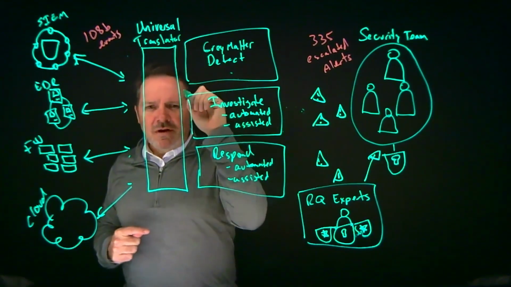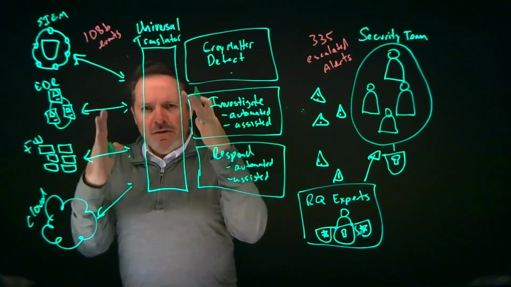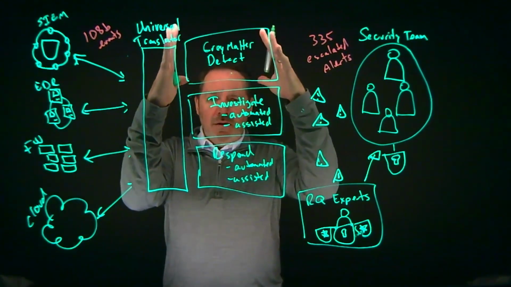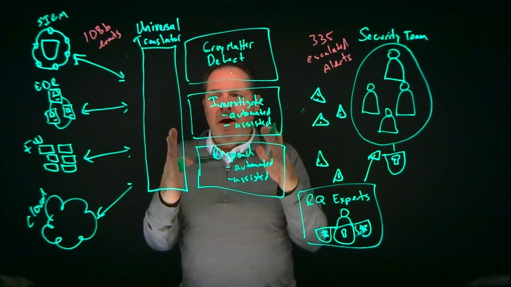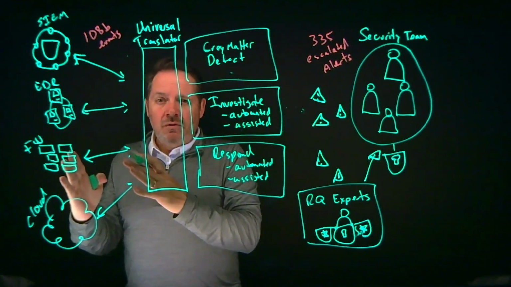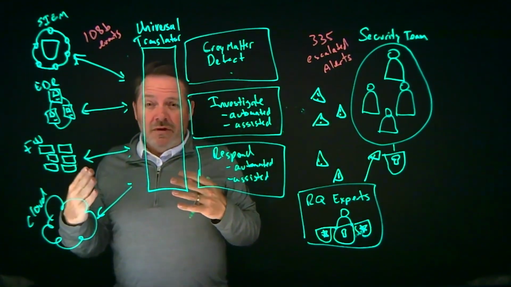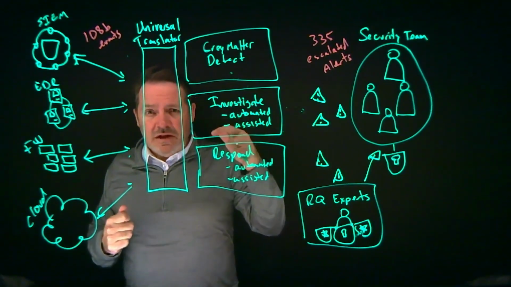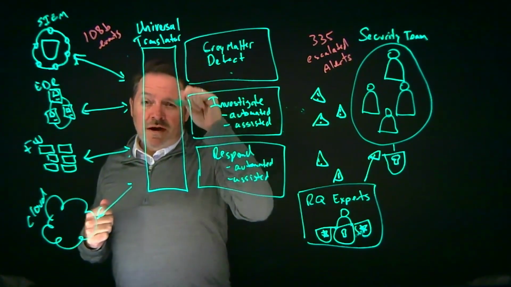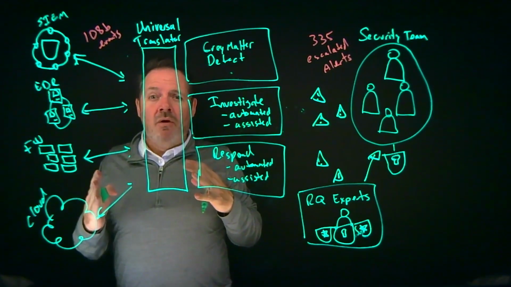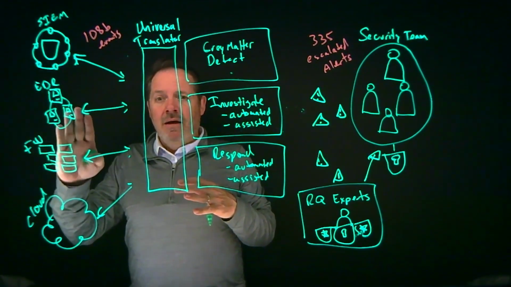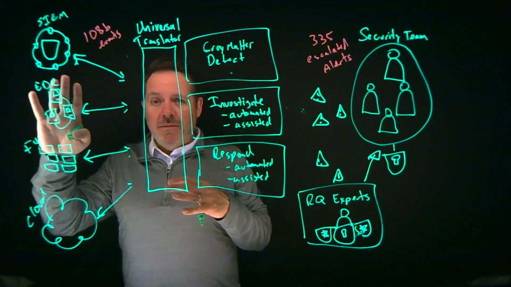But universal translator is this body of this engine, if you will, that sits between GreyMatter's ability to detect, investigate, and respond and all your security tools. And once again, we're building this for the enterprise. So every enterprise has slightly different set of tools, configured slightly different ways. So this universal translator has to be really super powerful in order for us to be able to query all these tools to pull the data back and be able to reach back out and do automated actions.